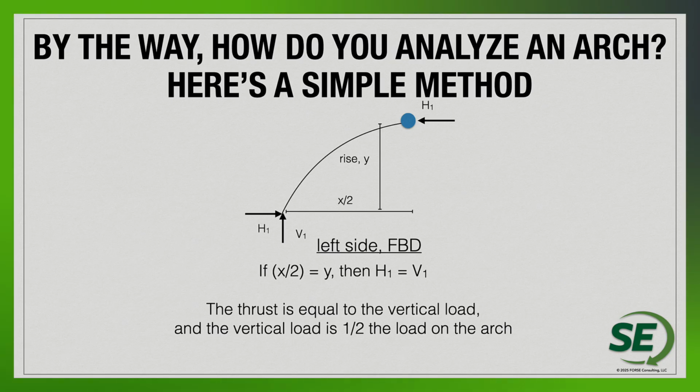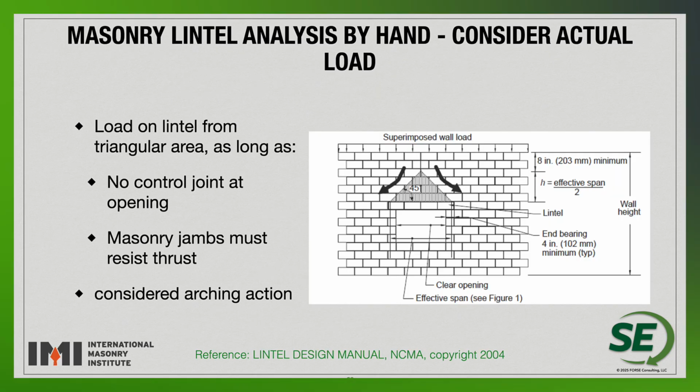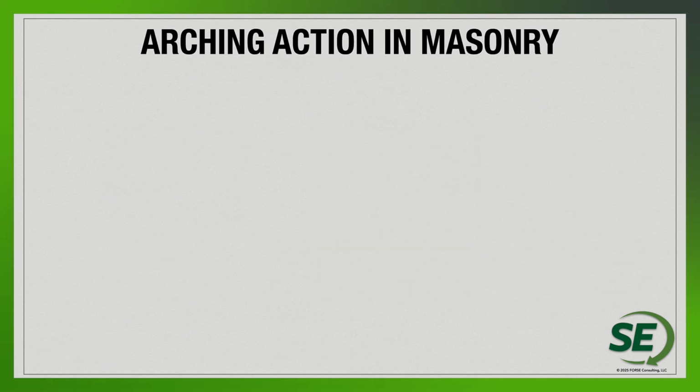So again, this guide gives us a really good, simple approach to look at arching action, and what some of the different parts of the wall do. Again, we just looked at control joints, where control joints go relative to the opening, have a huge part in defining what the overall force is on the lintel element. But then again, making sure that the jambs or the areas on each side of the opening can actually resist those thrust forces, and we can consider that arching action.